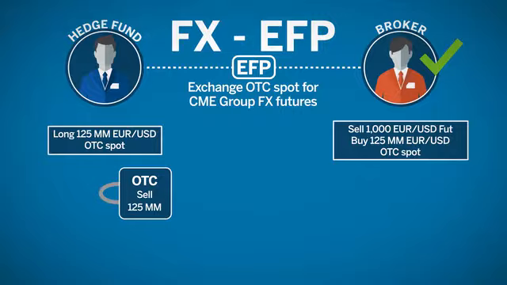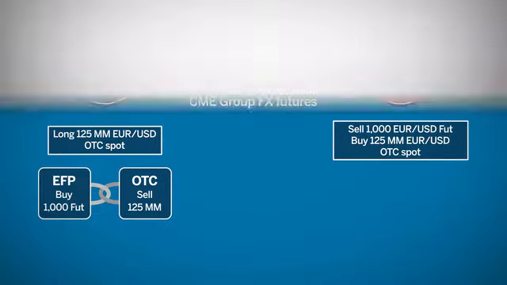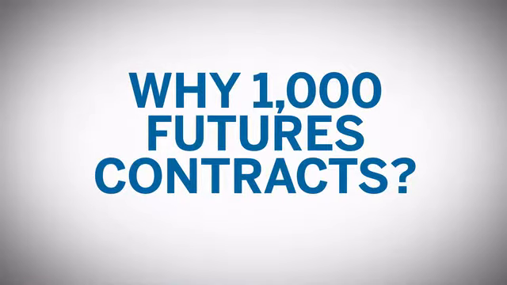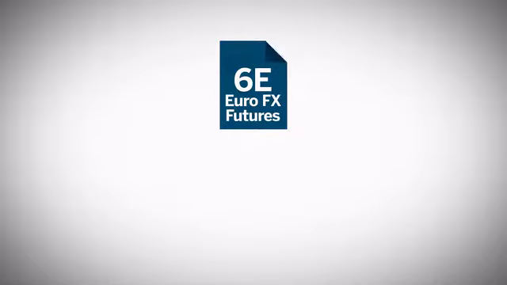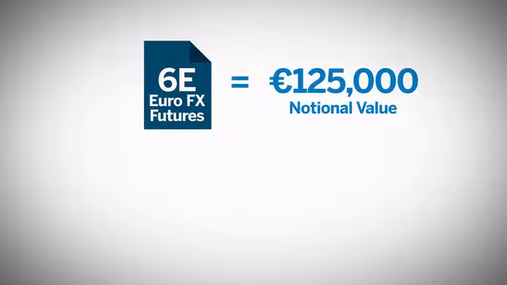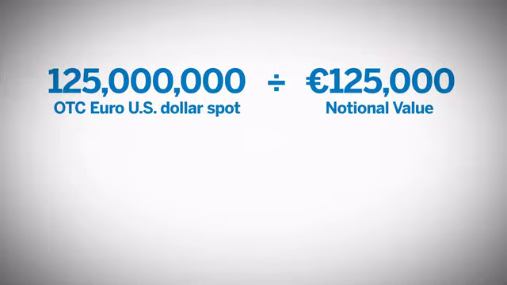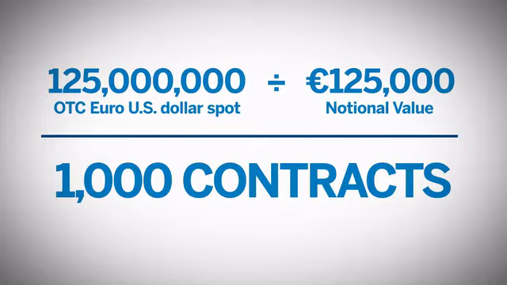The hedge fund trader writes up his side of the transaction. This consists of two parts: the sell of the cash side for 125 million euro/US dollar FX spot, and the buy side of the futures, which is 1,000 euro/US dollar FX contracts. Why 1,000 futures contracts? One euro/US dollar FX futures contract has an equivalent notional value of 125,000 euros. By dividing the futures contract's notional value into the existing risk position of 125 million OTC euro/US dollars, the result is 1,000 equivalent futures contracts.